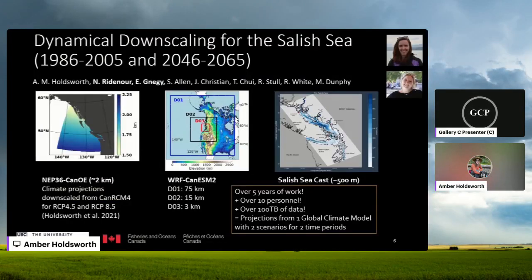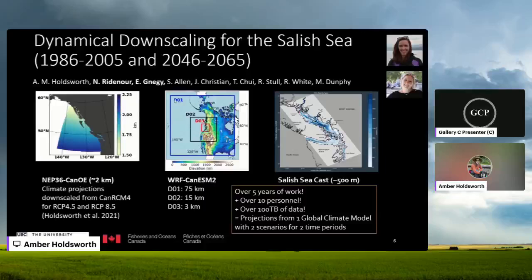So I wanted to show you an example of some of the work that we did over the last 5 years, dynamically downscaling for the Salish Sea. You see Natasha and Eva Nagy are co-authors there, along with a bunch of other folks. Some of them are in the room. And we started with the NEP36 CanOE climate projection with 2 scenarios. And then you see we used that to force the WRF atmosphere model at the sea surface temperature. And we also used the outputs from that to force the SalishSeaCast model at its open boundaries.